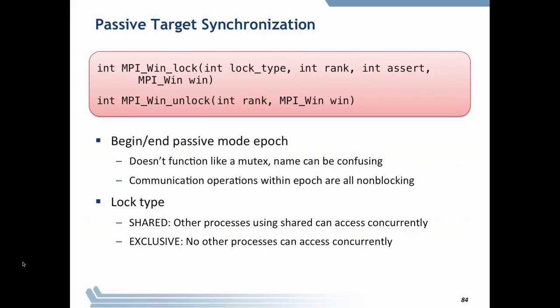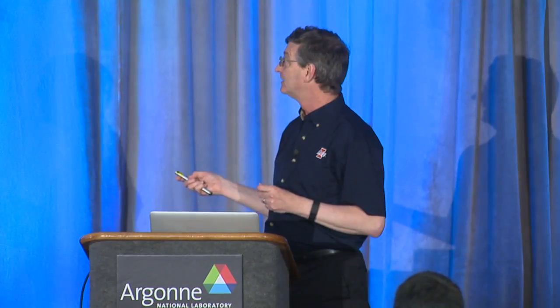But it still doesn't mean that this lock operation is a mutex. There's nothing that says that this won't return until I have exclusive access to the window. And then unlock is the way you end that set of accesses. This assert is used to provide some information that, again, can be used to optimize. You might say, well, why not use an MPI info? Well, why do you think we didn't use an MPI info there?